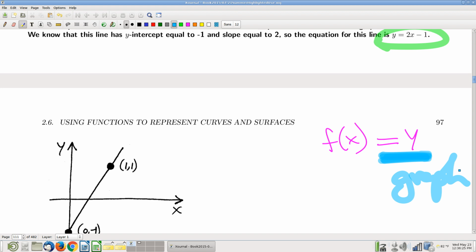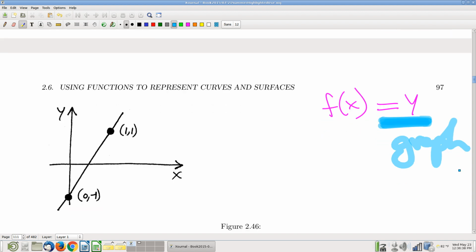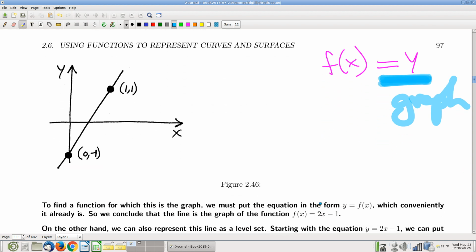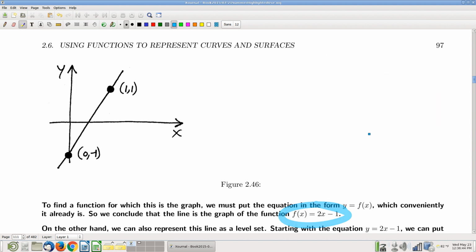Well, it leaps off the page. What can you set equal to y to get 2x minus 1 equals y? Well, how about 2x minus 1? No challenge there. And so that's the function. This is the function whose graph is that line. Is everybody happy with the argument there?